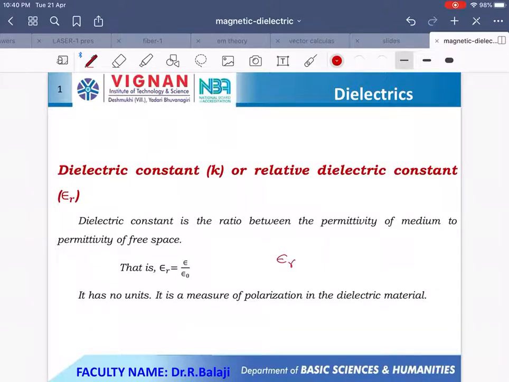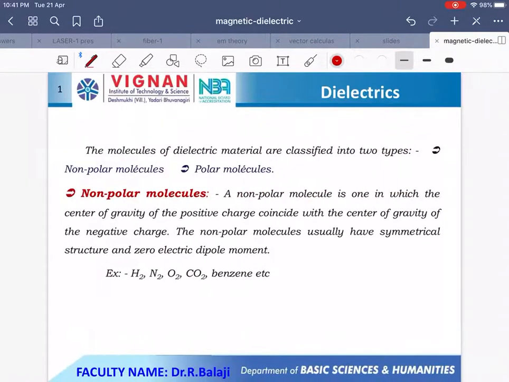What is the definition of the dielectric constant? It is represented by epsilon r or k. It can be written as epsilon by epsilon naught. Here epsilon is the permittivity in a medium, and epsilon naught is the permittivity in free space. So the dielectric constant is the ratio of the permittivity in a medium to the permittivity in free space. It is a pure ratio, it does not have any units, and it is a measure of polarization in a dielectric material.